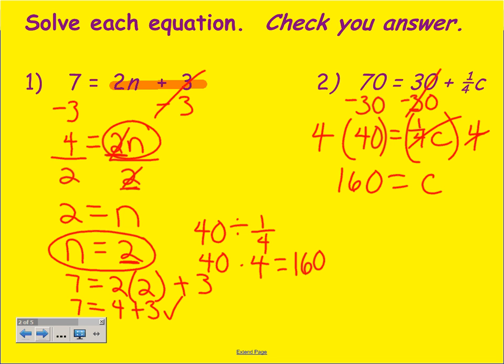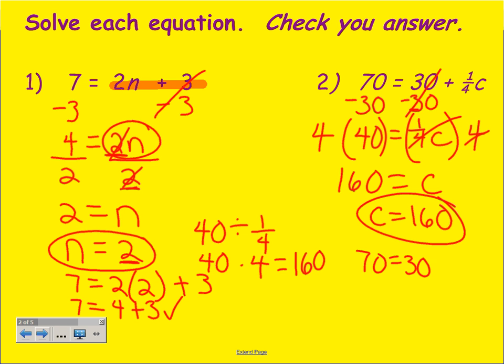And on the right, we have the c. And then as I mentioned on example number 1, we're just going to flip that around so that our variable ends up on the left. And it should make sense that 70 is equal to 30 plus 1/4 of 160. So if you were checking it, it would look like this. Moving on to our next example.